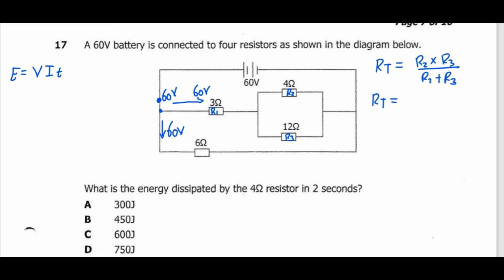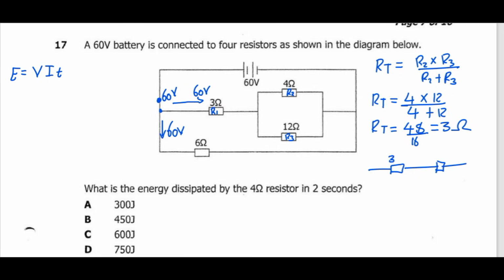So resistor 2 is 4, resistor 3 is 12, so 4 times 12 over 4 plus 12. 4 times 12, we get 48. So we get 48 over 16. So 48 divided by 16, you get 3. So this means that the connection now is like this. So we have it now in series.